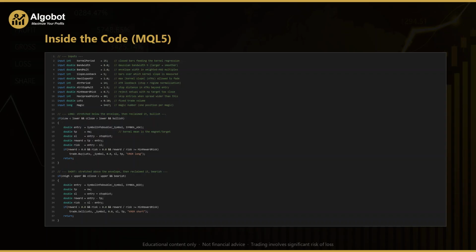The short block is the mirror image. If the close bar's high pierced above the upper band, the close returned below it, and the bar is bearish, entry is taken at the bid, TP is again the kernel line, and the stop sits one stop distance above entry. After the same reward to risk check, it calls trade.sell. Both sides target the same central line and let the ATR stop handle the downside.